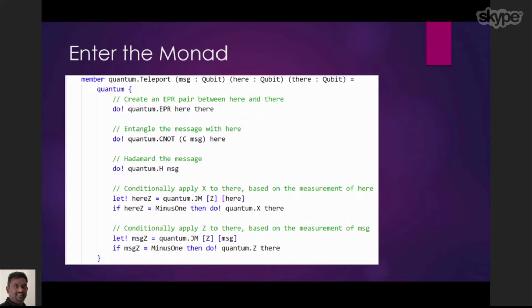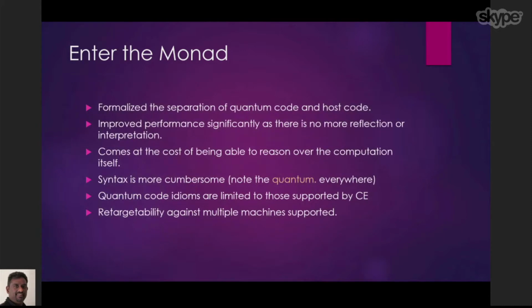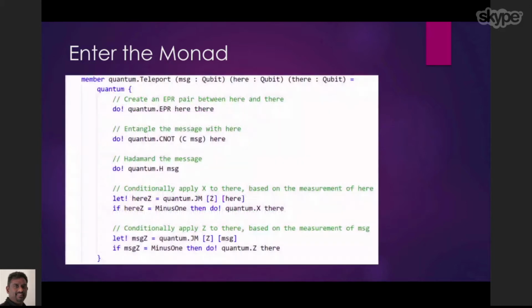So we were able to remove the whole concept of reflection, remove the whole concept of interpretation, but still separate out the two contexts. So we know that something inside the quantum CE is actually in the quantum context, separate from the thing outside. We were able to achieve a level of separation without sacrificing performance. Obviously, there's a cost to it, and that is that the syntax becomes a little more cumbersome. If you look, you'll find that there's a whole bunch of quantum dot here and a quantum dot there. It tends to be a little bit of a nuisance.